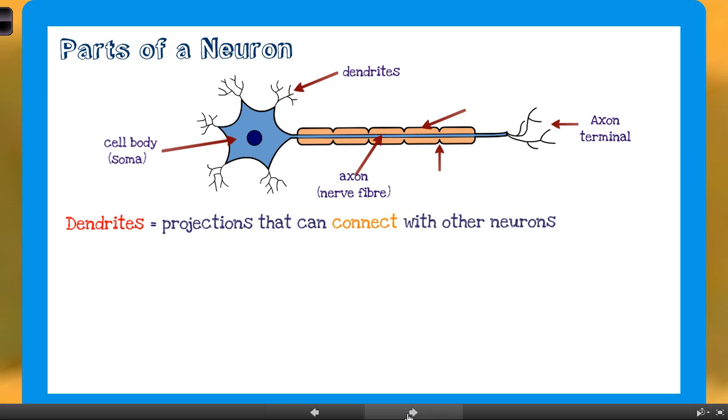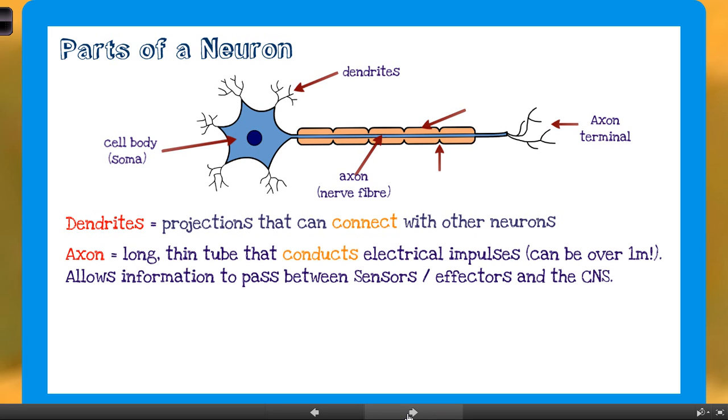Alright, the axon, or the nerve fiber. The axon is a thin tube, an incredibly thin tube that conducts electrical impulses. And they can be over 1 meter long, which is just incredible, because most cells are a fraction of a millimeter. They might be 1/100th of a millimeter wide, or even 1,000th of a millimeter wide.